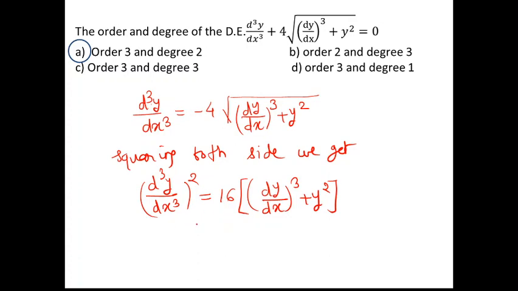So go for the highest order derivative term. The highest order derivative term is this, only one highest order derivative term is there, which is of third order. That's why the order of the differential equation must be 3. And then just look at its integral power. The integral power is nothing but 2. So that's why the degree is 2. Hence option A is the correct one.